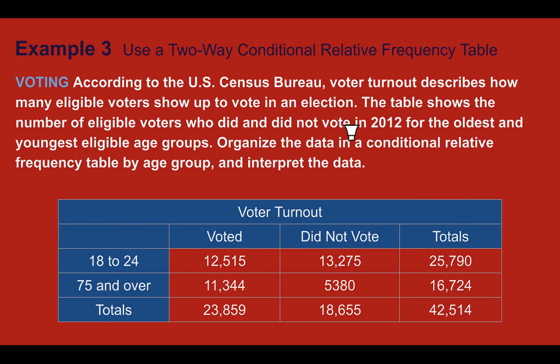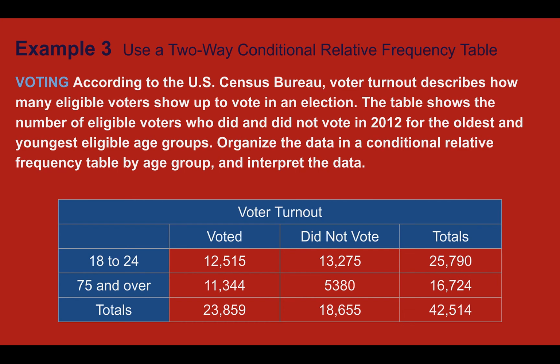Example 3. Use a two-way conditional relative frequency table. Our real-world context here is voting. According to the U.S. Census Bureau, voter turnout describes how many eligible voters show up to vote in an election. The table shows the number of eligible voters who did and did not vote in 2012 for the oldest and youngest eligible age groups. Organize the data in a conditional relative frequency table by age group and interpret the data.